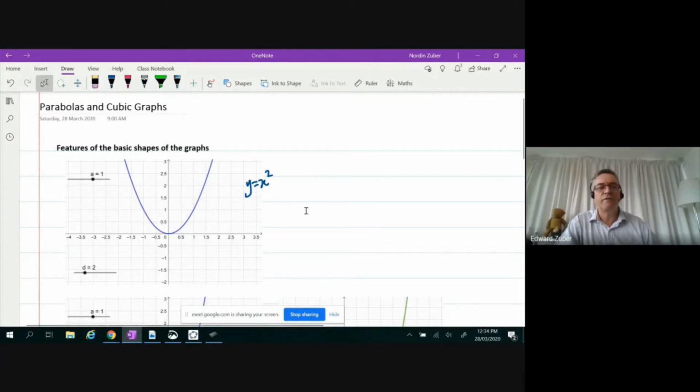The most important feature of y equals x squared, of course, is this vertex here and the fact that we have an axis of symmetry. It's symmetrical. So if we have a value here, we have a value here.